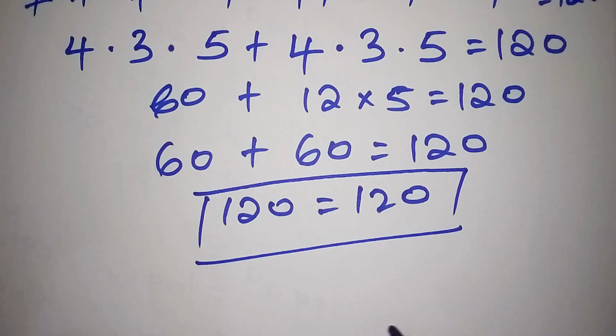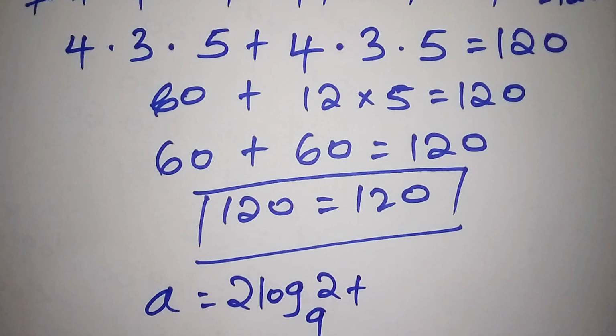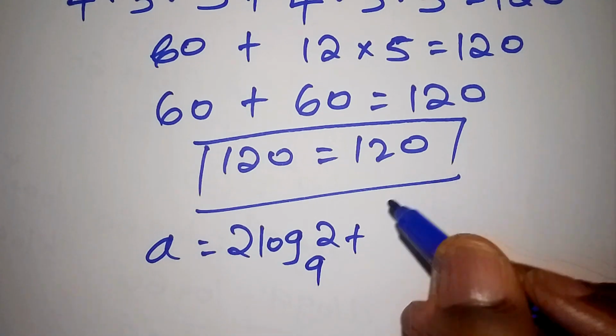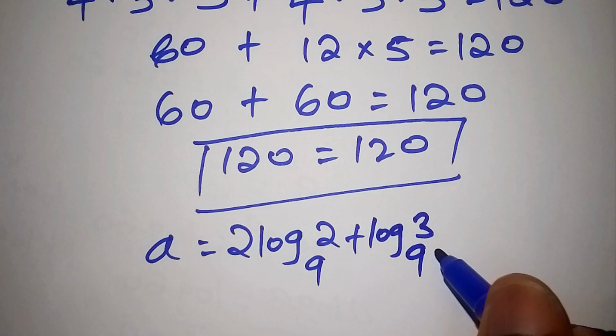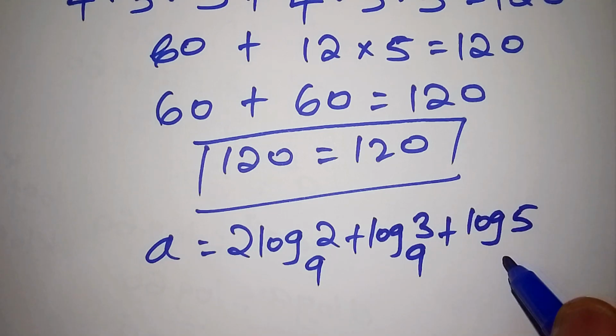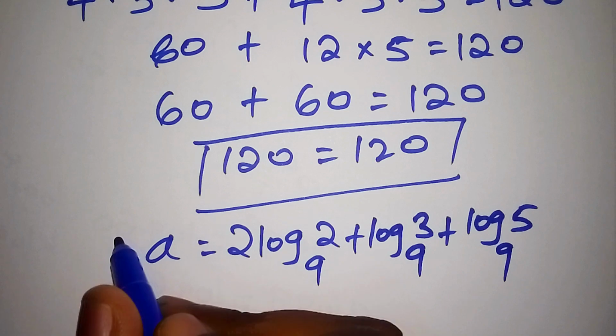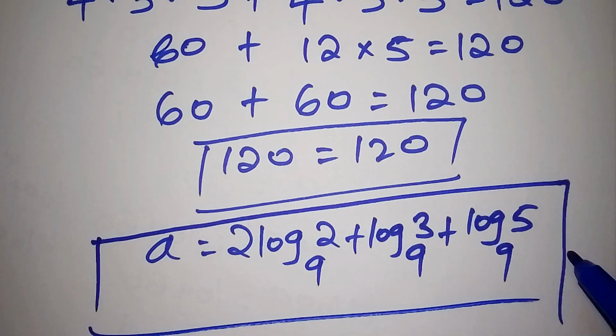So we are very correct to say that the value for a is equal to 2 log 2 to the base of 9, plus log 3 to the base of 9, plus log 5 to the base of 9. So this qualifies to be almost correct and the best answer.